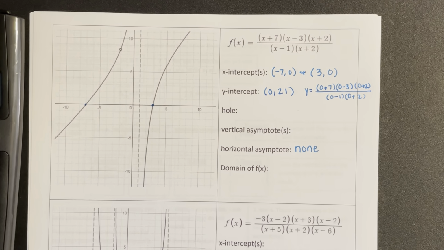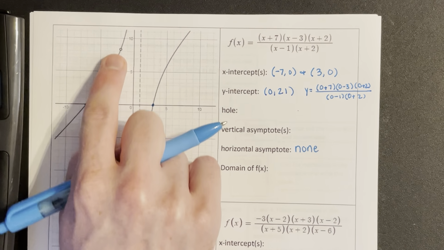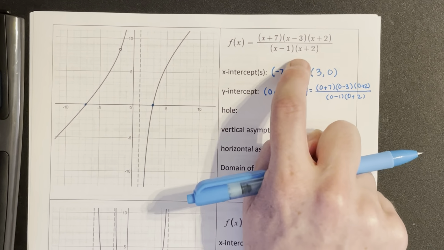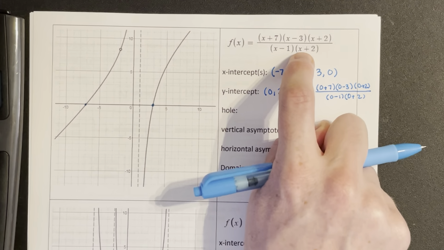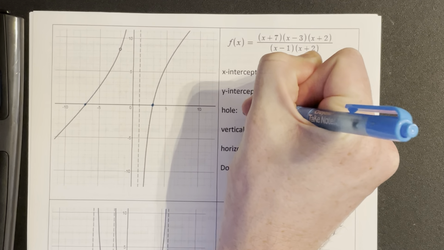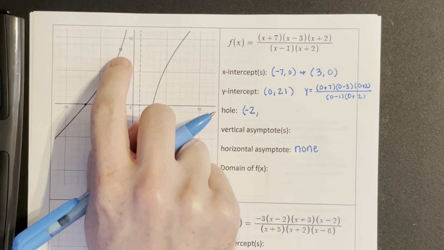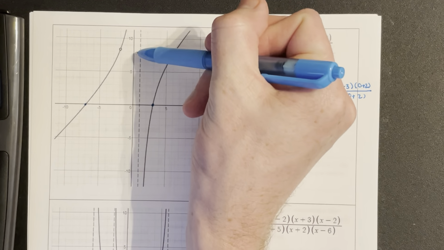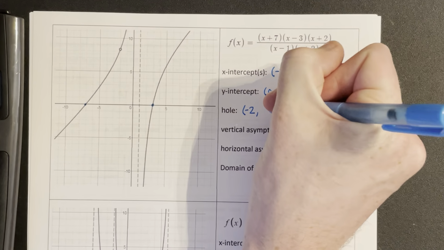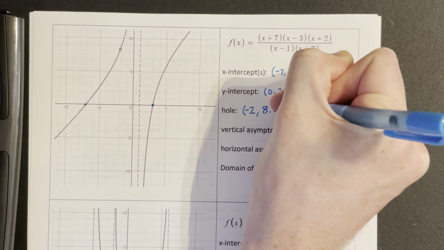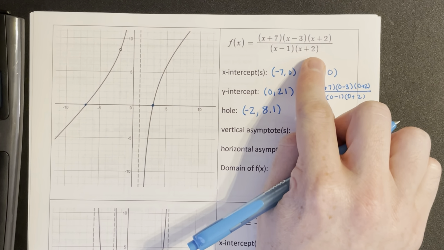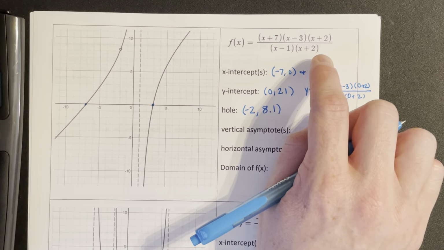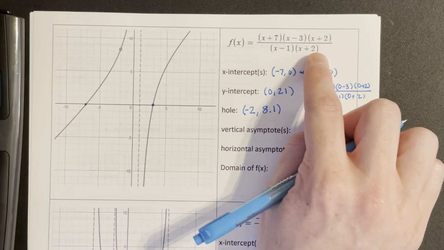Now that hole is happening at -2, and that's because we have a common factor of x plus 2 on top and bottom. So if I want to find its location, I'm going to have to estimate what the actual location is, but it's about 8 point something, so maybe 8.1. If we have the equation here, we do need to find that algebraically, but we'll do that in a second.